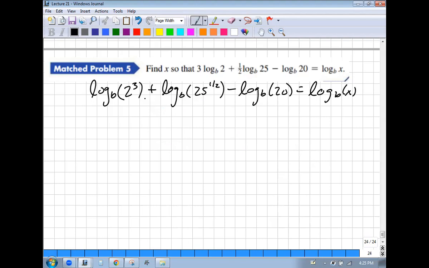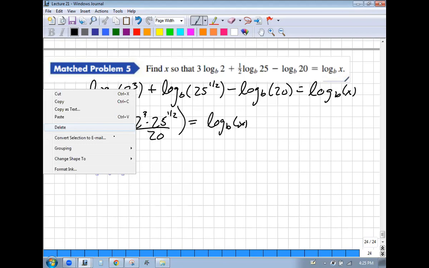All right, so our left-hand side, since these are all log base b, log base b, log base b, we can turn them into one log base b. Since these are added, they become multiplied. Since this one was subtracted, it goes on the bottom. You could do it that way if you wanted.